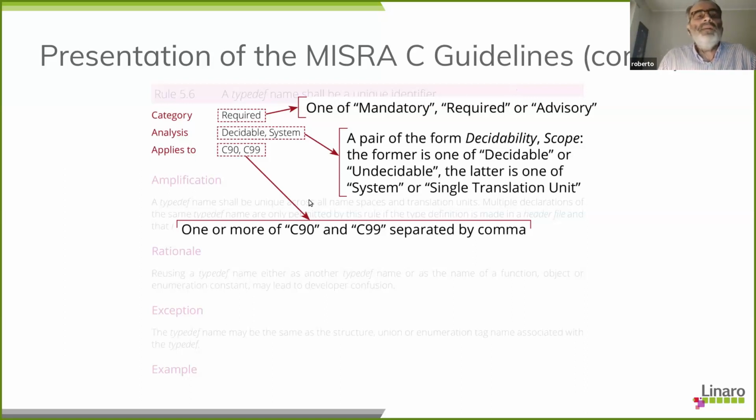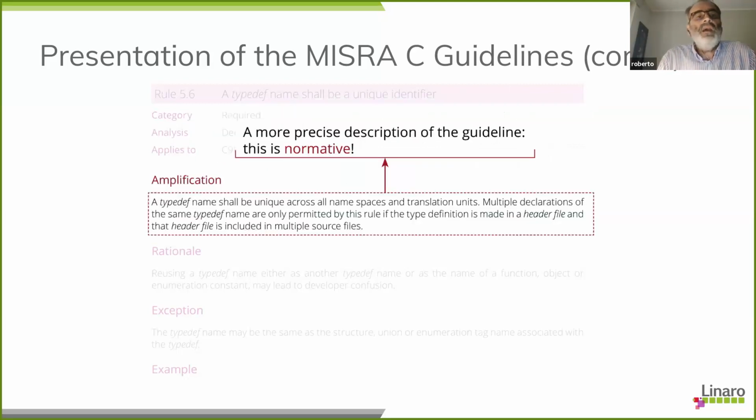And the guidelines may apply to different versions of the language, C90, C99, or even C11 or C18. There are guidelines that don't apply, for example, to C90, because they concern constructs that were added in C only later. One of the most important sections in the book for each guideline is the amplification. This is normative. So whenever the amplification says something different from the headline, it's the amplification that wins. The headline is just a reminder. The amplification is the normative part.